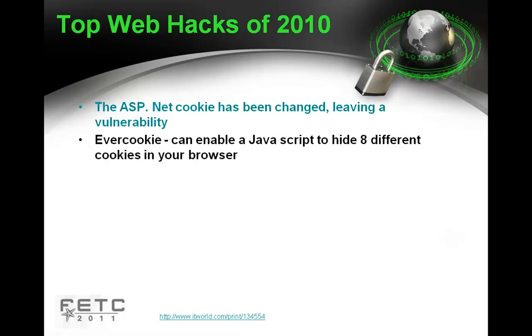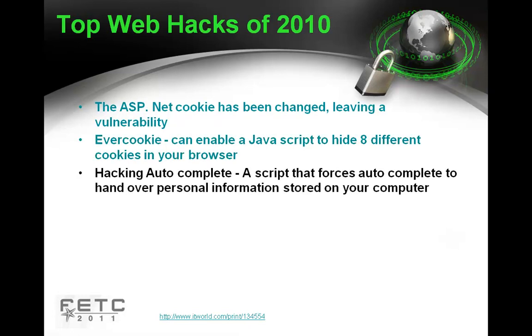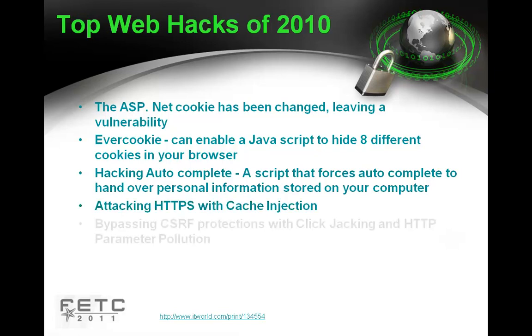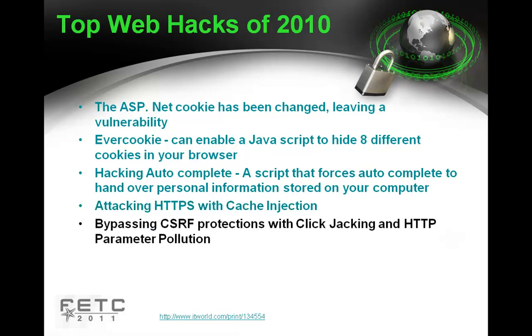There's Evercookie, which is basically JavaScript to hide eight different cookies on your browser. There's hacking autocomplete, which is a script that forces autocomplete to hand over personal information. There's attacking HTTPS with a cache injection. And again, if you go look at DEF CON papers, there's all types of stuff out there on how this can be used step by step. A lot of it's already been turned into scripts, kiddie stuff, so anybody who can point and click on an icon can do this. You can bypass the browser CSRF protections with clickjacking and HTTP parameter pollution.